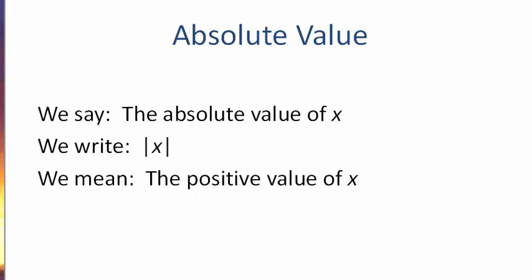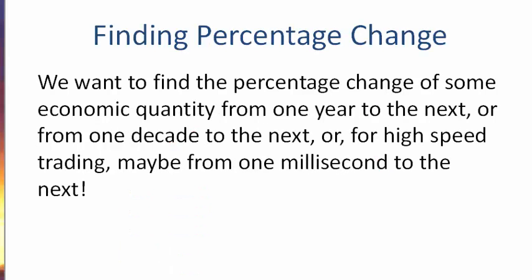Here's some notation. We say the absolute value of x, we write x with straight bars on each side, and we mean the positive value of x. So I'll do a quick example here, which is, for example, the absolute value of -4 is 4, and the absolute value of 4 is also 4. So it's the positive value that comes out.